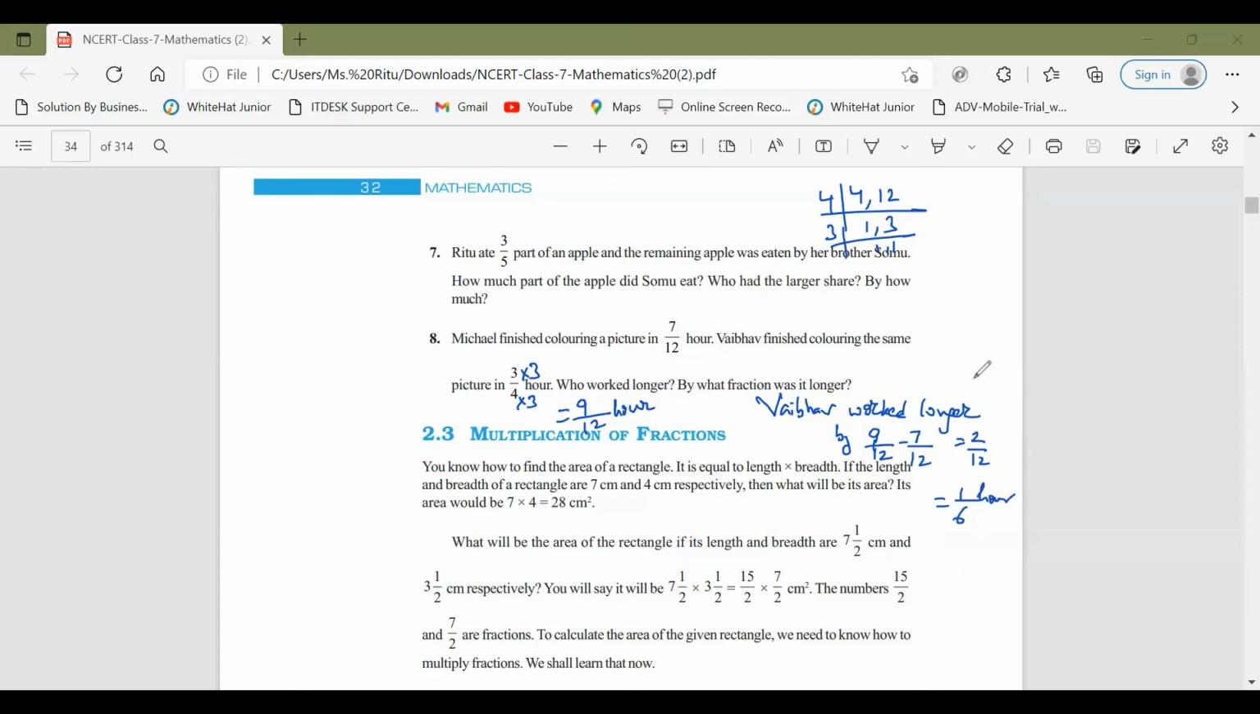Whenever you are asked this way, how much more, how much less, by what fraction was it longer, by what fraction was it shorter, in these kinds of questions you have to do subtraction. So this is about exercise 2.1.